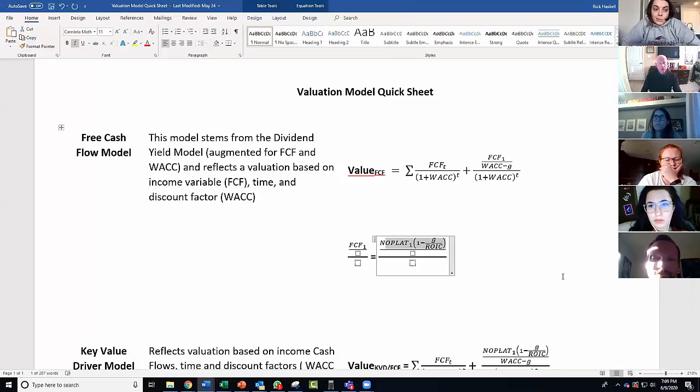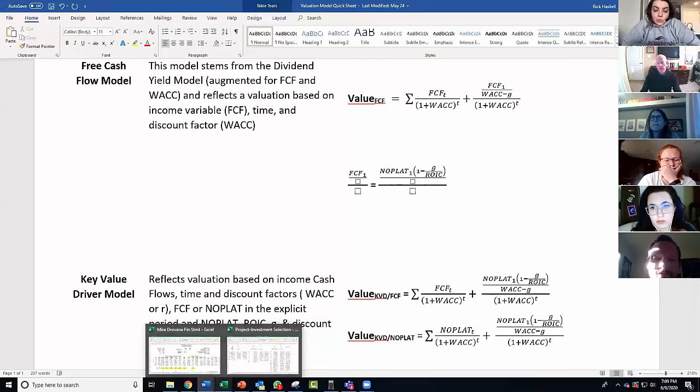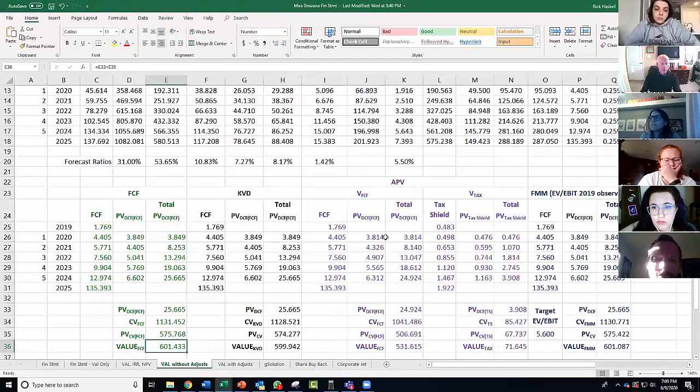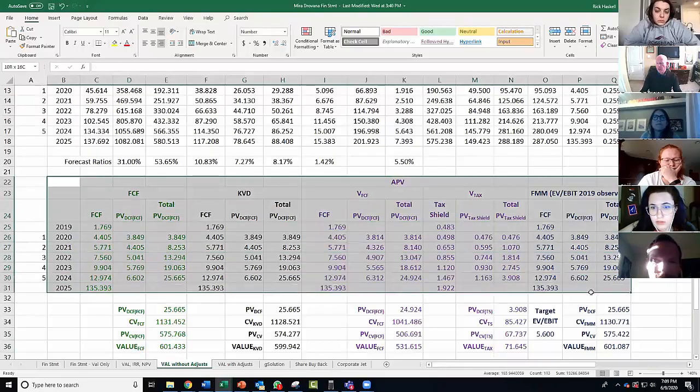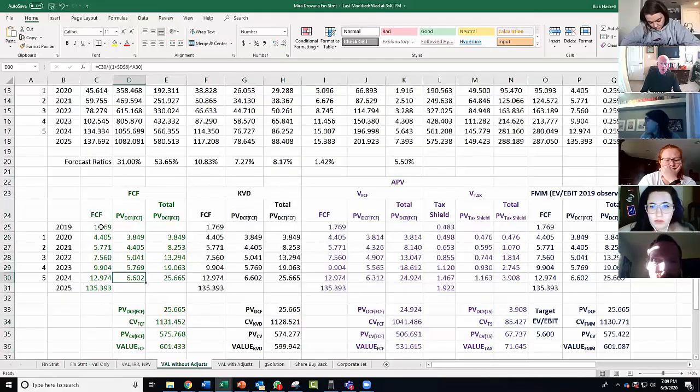So now we start to deal with these two models, okay? And we have to consider what's going on that drives possible differences. So let me move to my Mirage-Ravana sheet. Your Excel assignment for this week will be to replicate the valuation structures. Not all of it. You'll be replicating the free cash flow structure, the KVD structure, and the APV structure. Well, the first two are very simple.